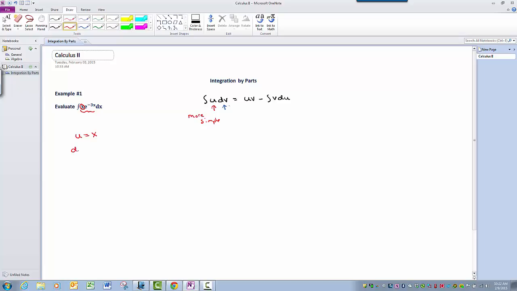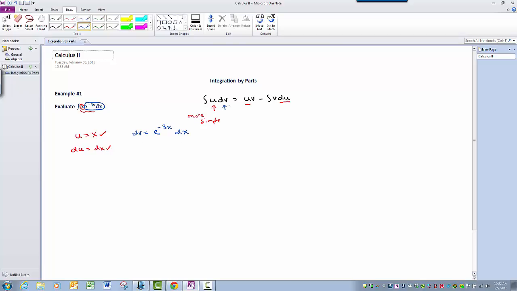So when we differentiate, when we get du, that's just equal to dx. Now, why would we want to differentiate? Well, if you notice back over here, we need du and we need u. So I have what u is equal to, and now I have what du is equal to. Okay, now dv is what's remaining. So dv is this whole thing right here. So dv is going to be equal to e to the negative 3x dx.